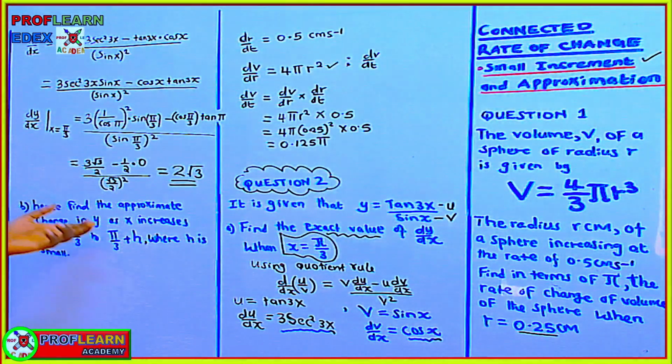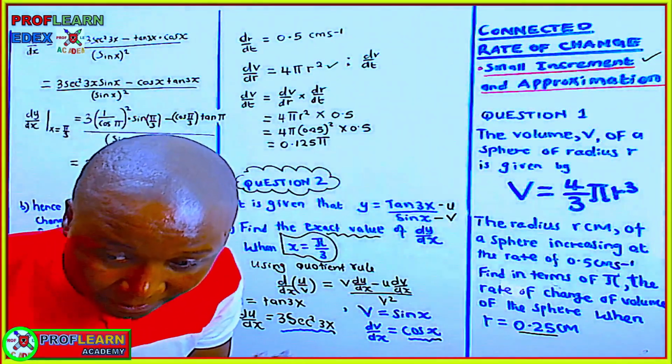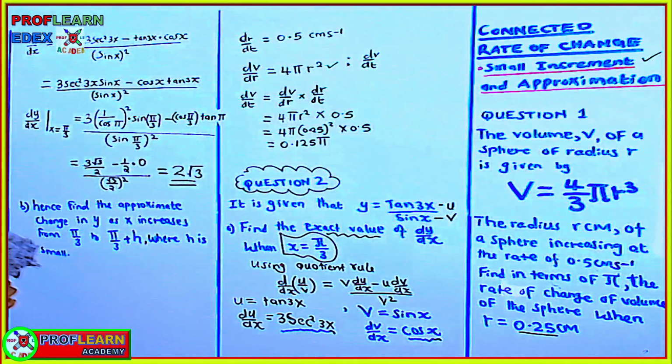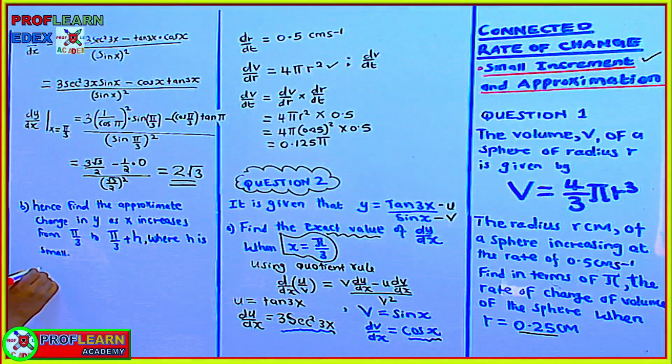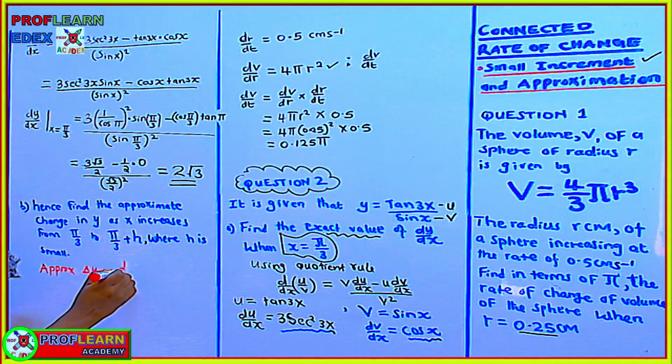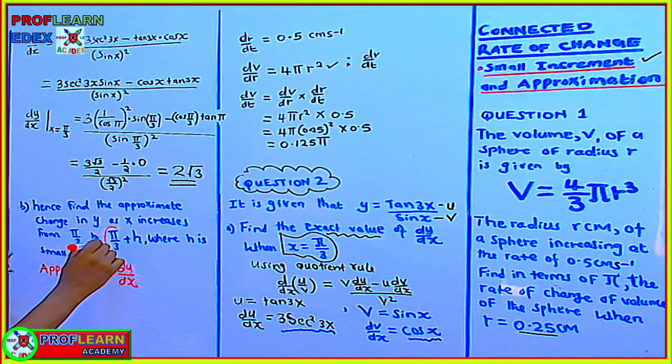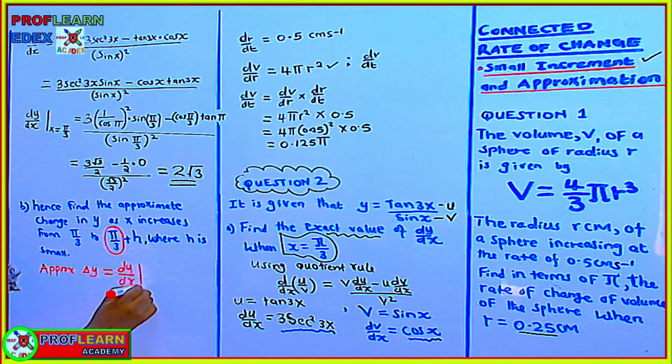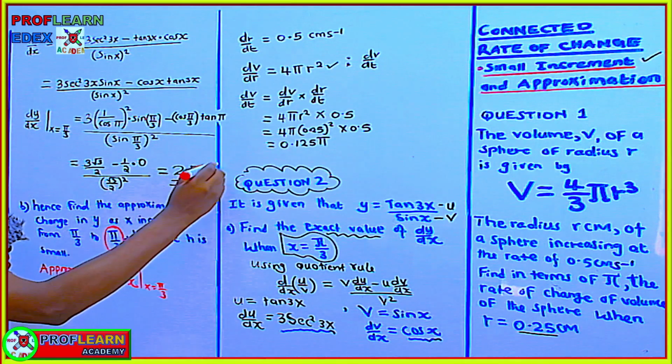Then we're told, hence find the approximate change in y. We are finding the approximate change in y. So whenever you are asked a question like this, approximate change in y, let me just tell you a shortcut. This is the shortcut. If you have worked out dy/dx at this value here, at which value? At x equals pi over 3. And that is exactly what we have gotten here.